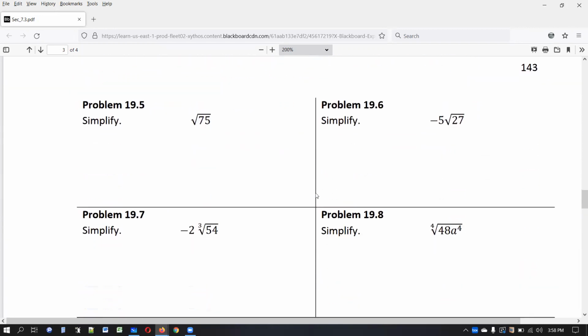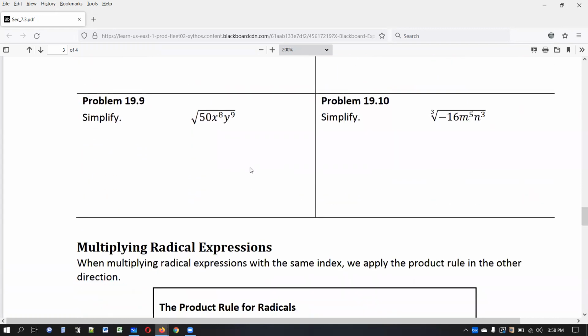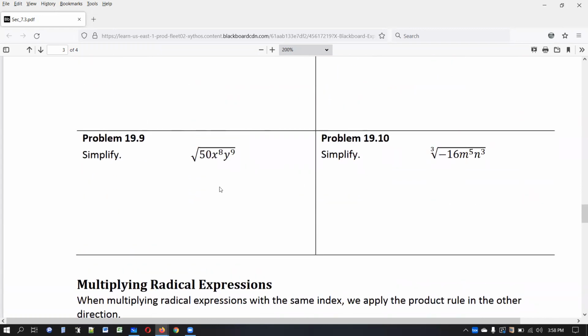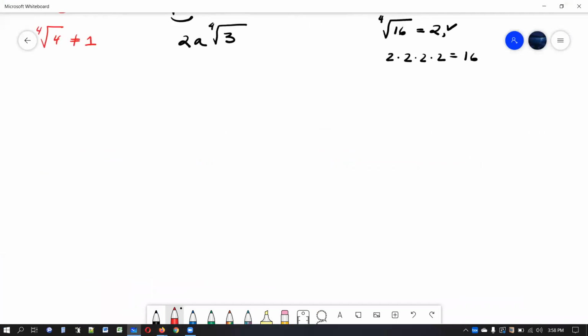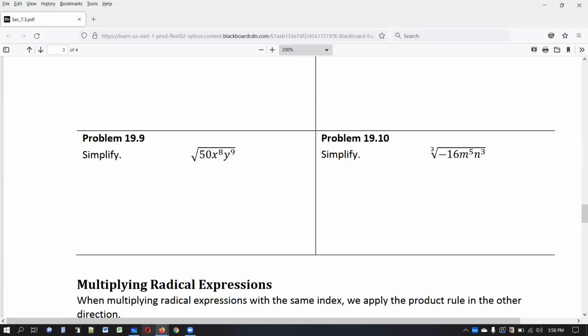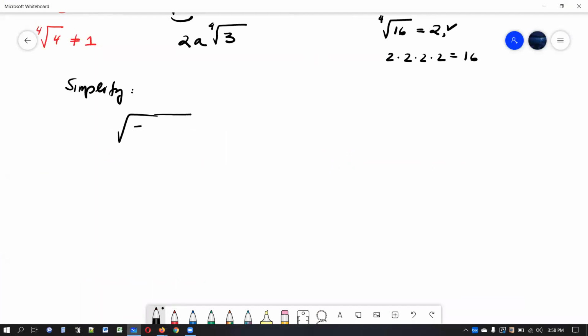Okay, so let me go over a couple of examples with you. I only have 2 examples here, so I can do both. So let's do this first one, 50x8y9. So these all are going to be labeled simplified, okay? All right, so let's check exactly what the problem was. 50x8y9.